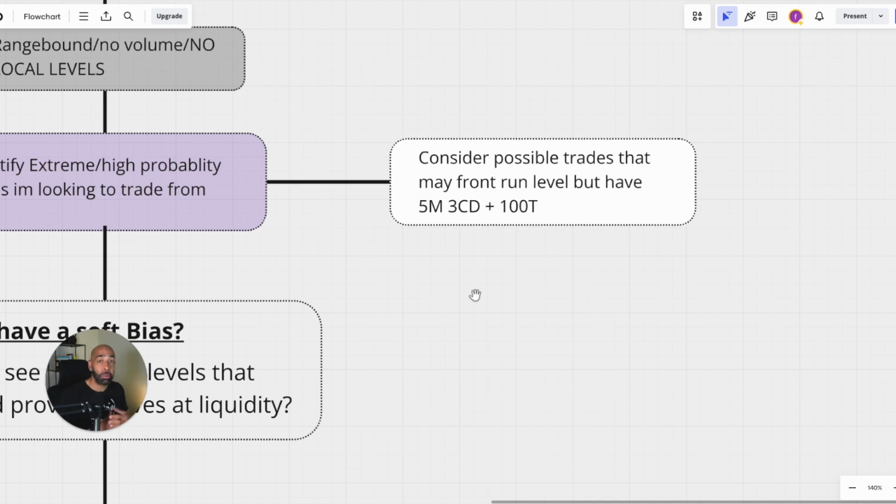Okay, so if there's not big liquidity and we get just before the Asia low or the Asia high, or the previous daily low or the previous daily high, or maybe a 4-hour SR or a daily level, okay, even a previous weekly low, we could front run our levels.